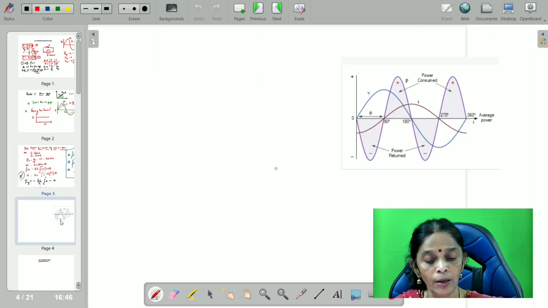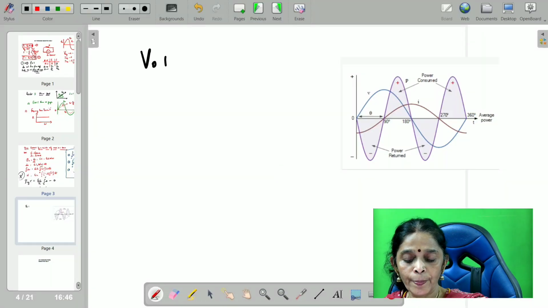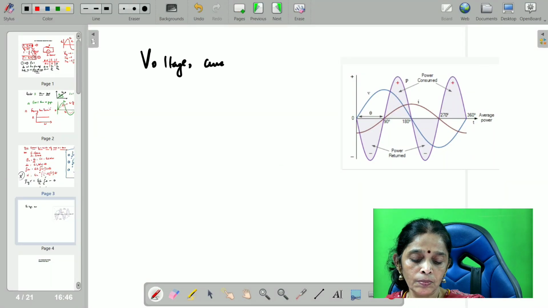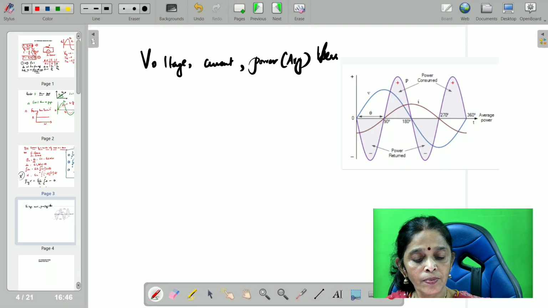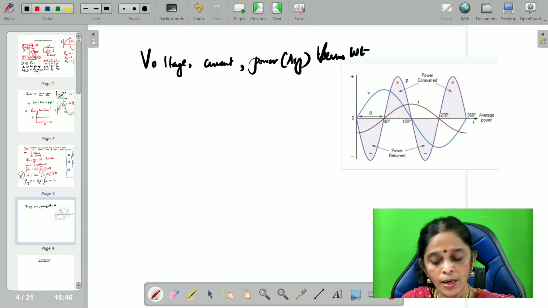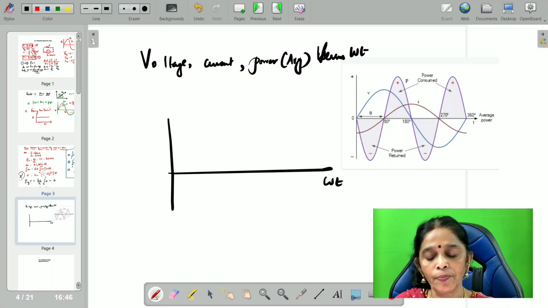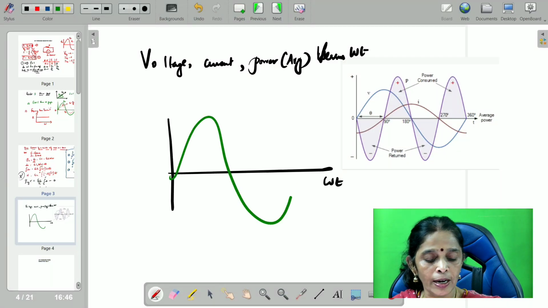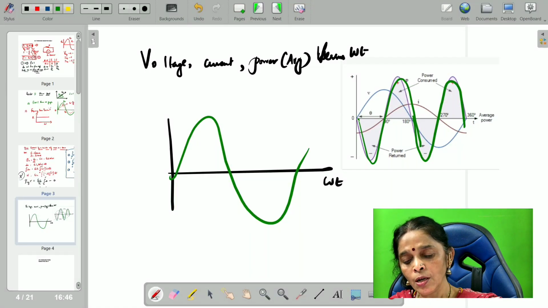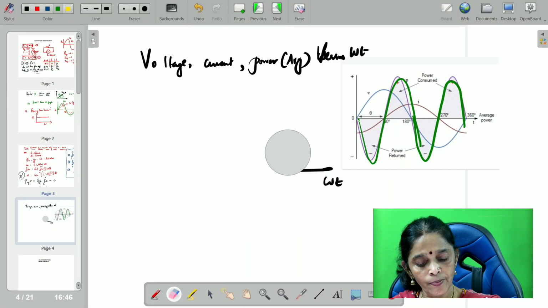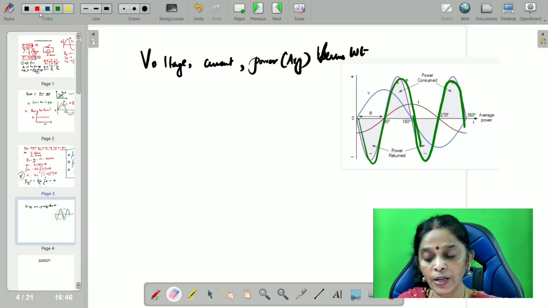So now let us see the power graph. Voltage, current, power, that is nothing but average power versus omega t graph. Can you see here, on the x-axis it is omega t. E is equal to E naught sin omega t, so I can draw it like this. See, the same way it has been drawn. Two waves have been drawn. If you want, you can also draw the two waves here.